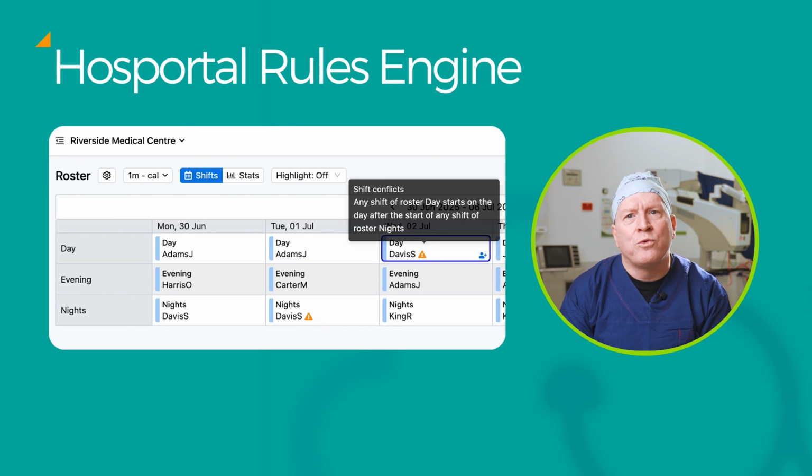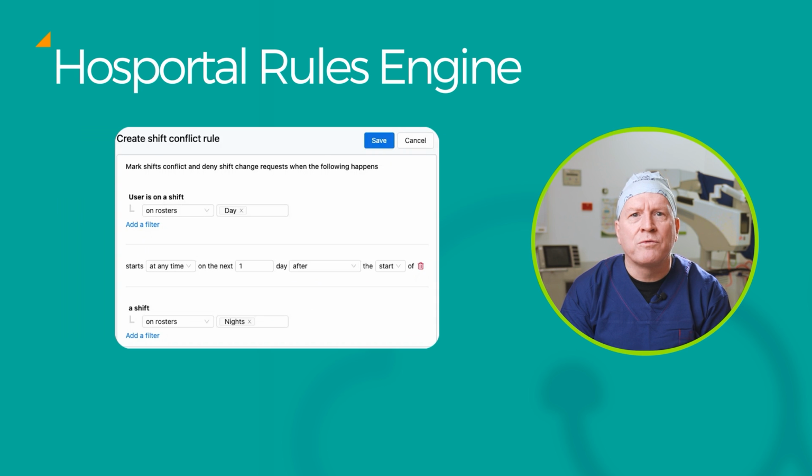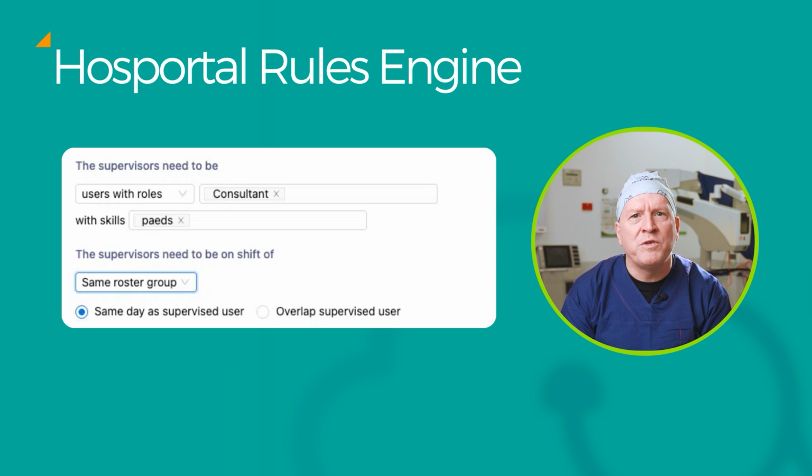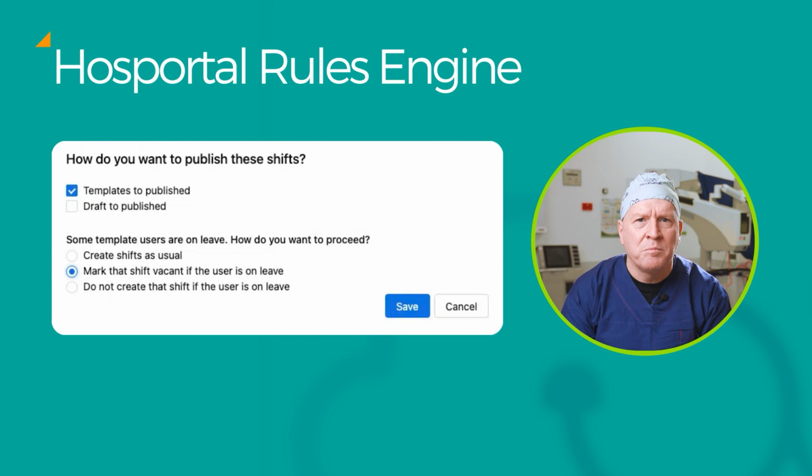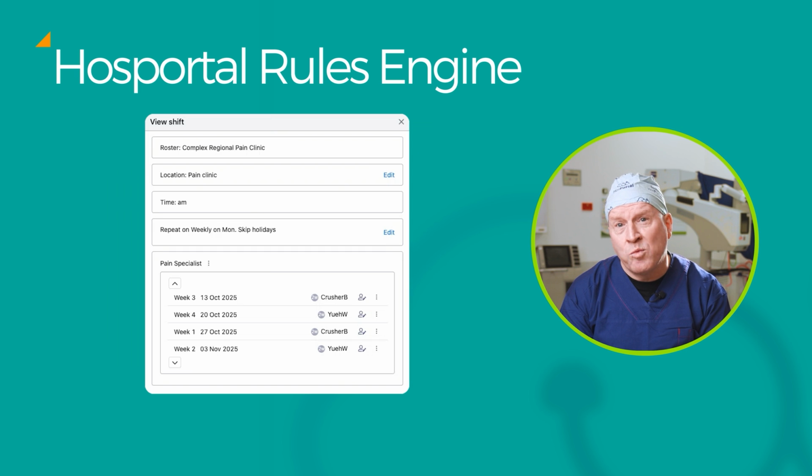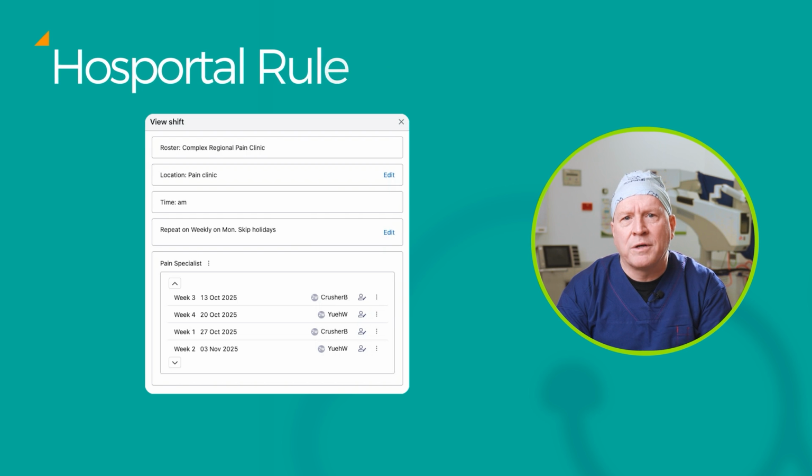This is the HosPortal rules engine. Every rule that governs your roster lives in here. Shift conflict rules, work hour caps, supervision requirements, leave conflicts, pairing restrictions. You set them once, the system checks them automatically, every time, before anything gets published. If a rule gets broken, you find out before the roster goes out and not after.